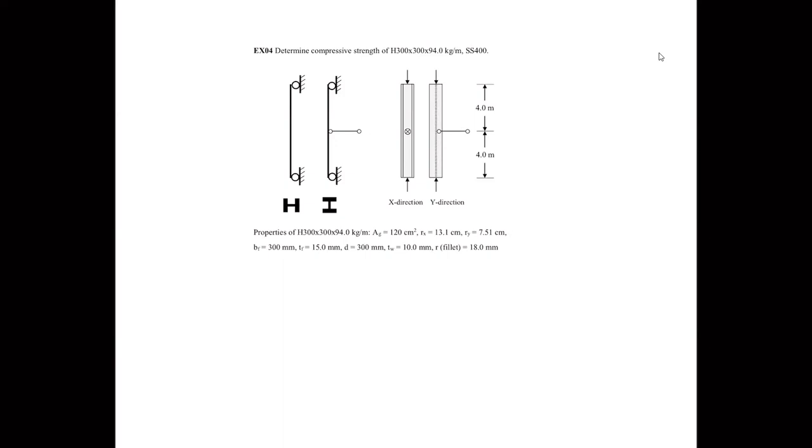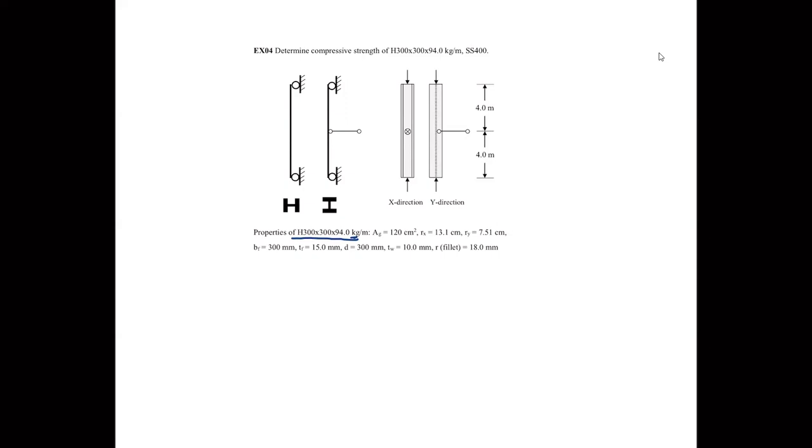So here we are, your first compression member. Now we are looking at the section H 300 by 300 by 94. Generally, that's pretty big. See the weight, 94 kilograms per meter. So it's a heavy section. H 300 by 300, that's a nominal size, and it doesn't necessarily mean it's the actual size.